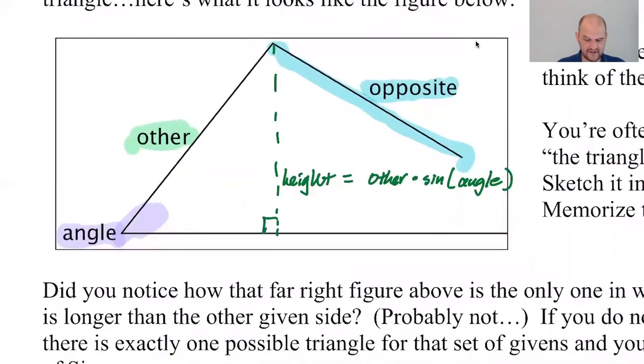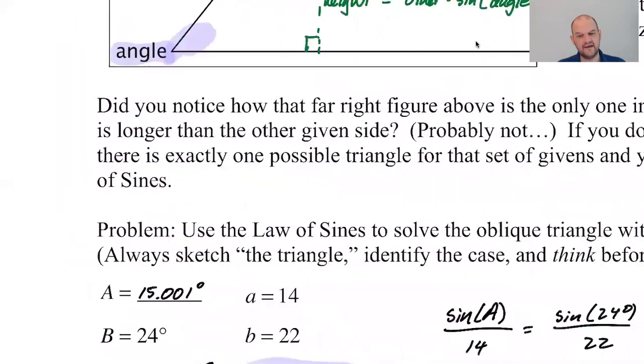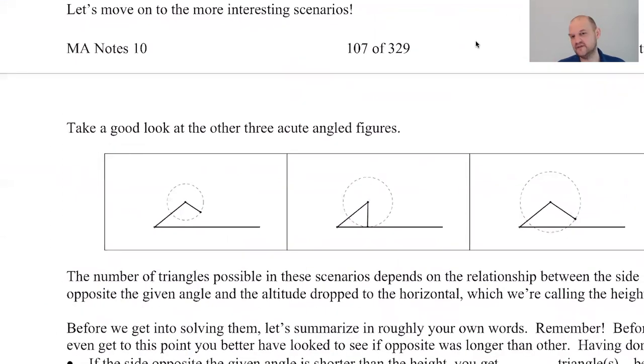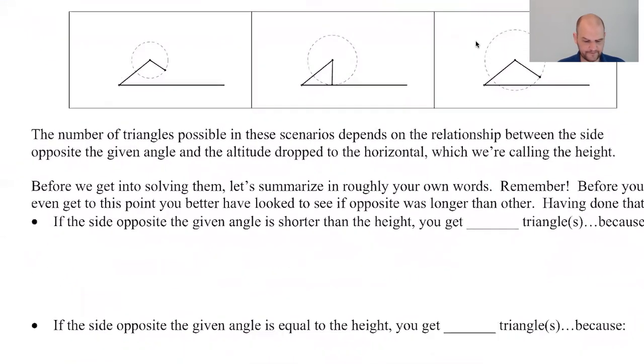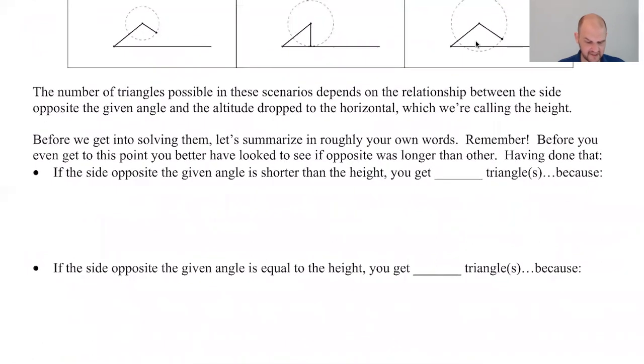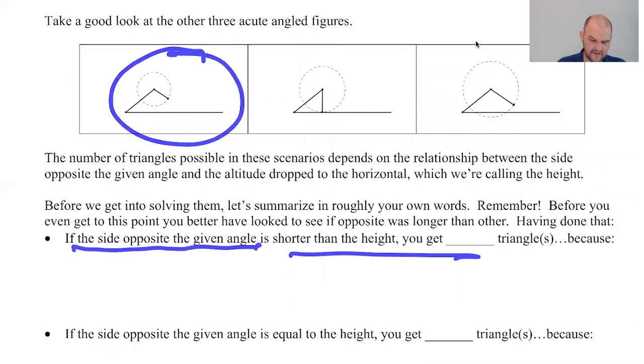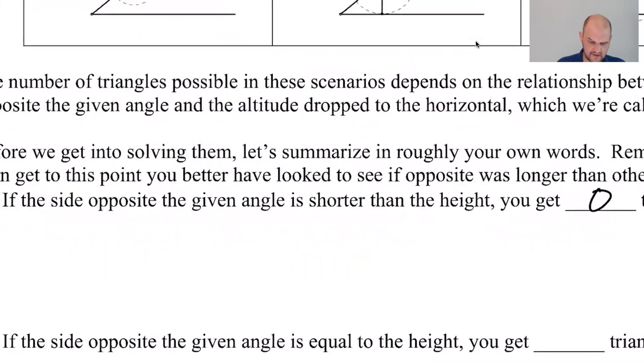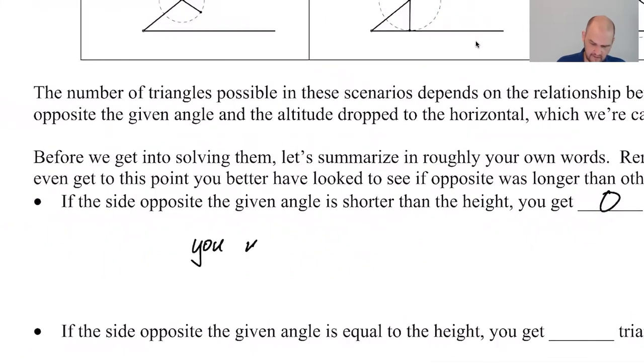So we're going to calculate the height. It's always the other side times the sine of the angle. And then the relationship of the height to the opposite side, the side opposite the given angle, is going to tell you an awful lot. So let's see what these three things are saying. If the side opposite the given angle is shorter than the height, you have this, then you get, I'm going to say 0 triangles, because you never connect with the horizontal. Like it's never going to happen.